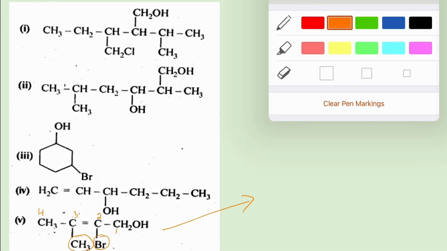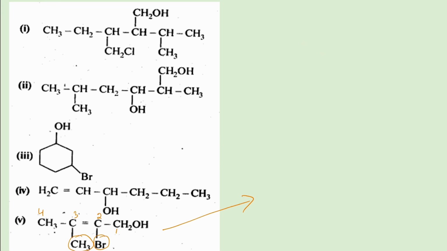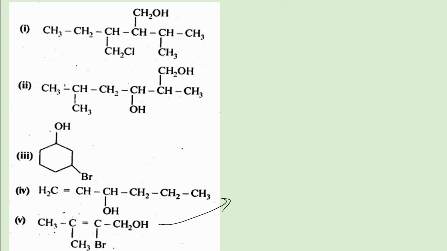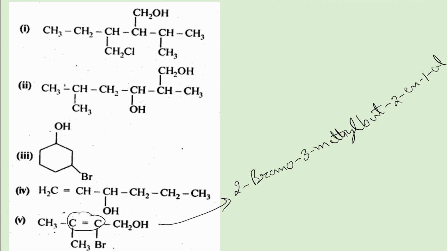So how do I write the name? I'll write bromo will come first. 2 bromo, 3 methyl, butane, not butane, this is butene, so let us just write it again. Yeah, we have to be careful about this is butene, right? So that was 2 bromo 3 methyl, alphabetically I am writing, but-2-en-1-ol, that's the name.